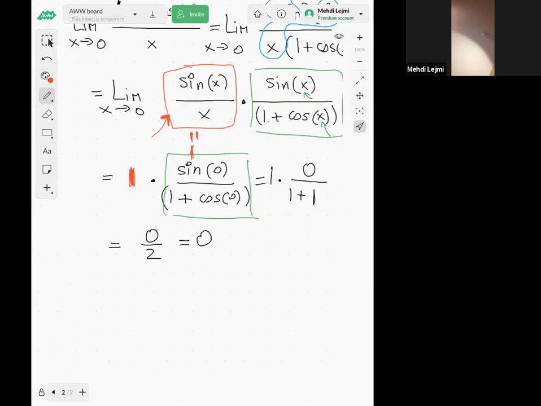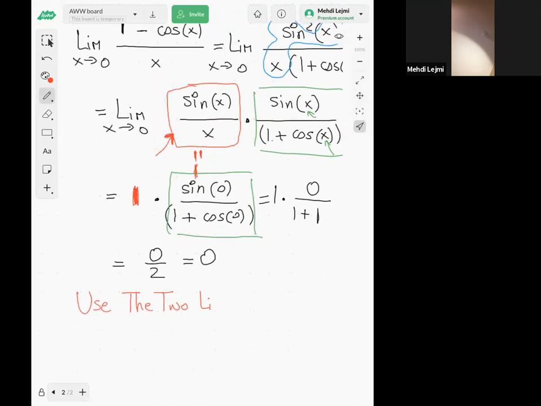Okay, so we're going to use the two limits to compute the derivative of sine of x and cosine of x, right?